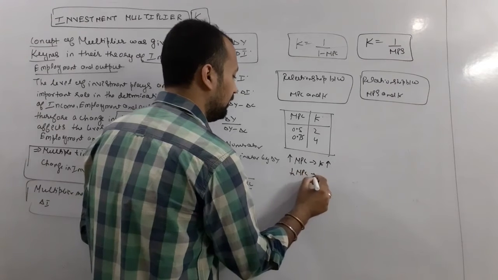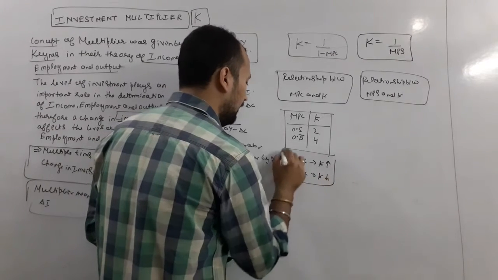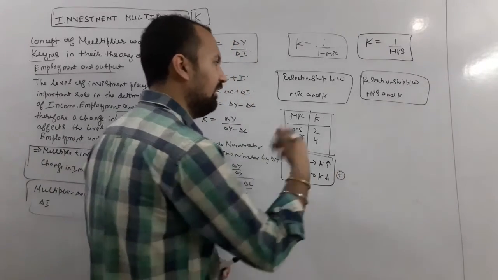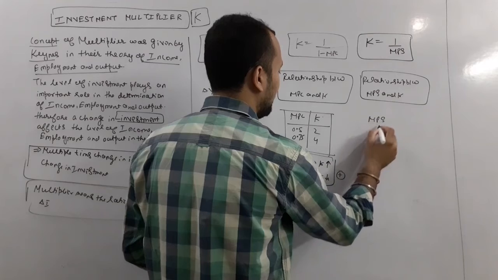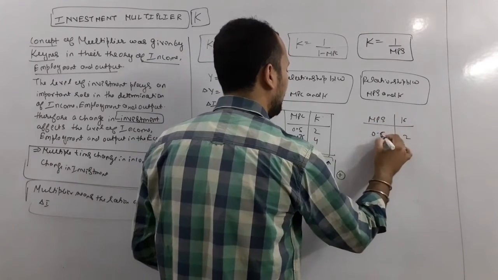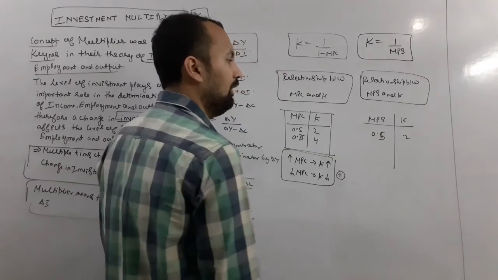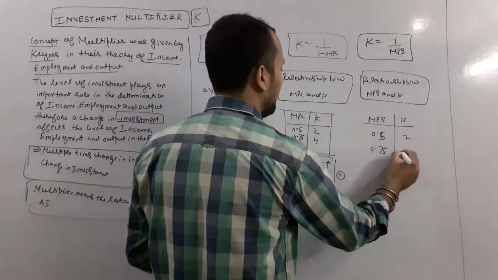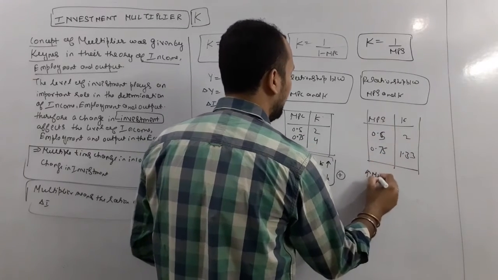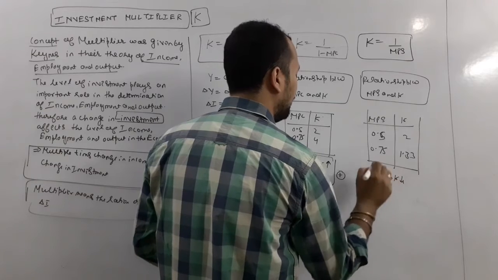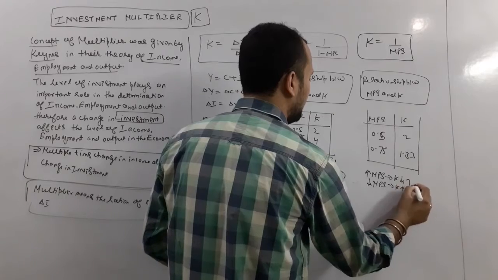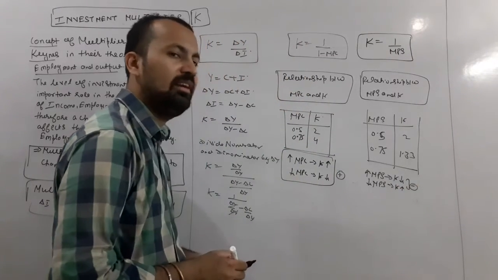If MPC falls, multiplier also falls. Which shows a positive relationship between MPC and multiplier. In the same sense, MPS. If MPS is 0.5, the value of K is 2. If MPS is 0.75, the value of K is 1.33. So it denotes that if MPS is rising, K is falling. In the opposite sense, if MPS is falling, K is rising. This shows a negative relationship between MPS and multiplier.